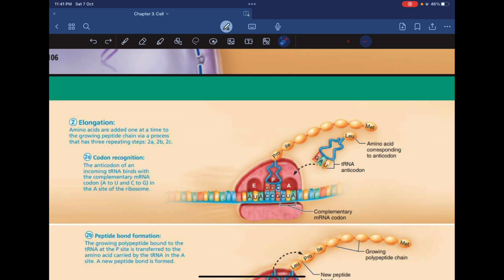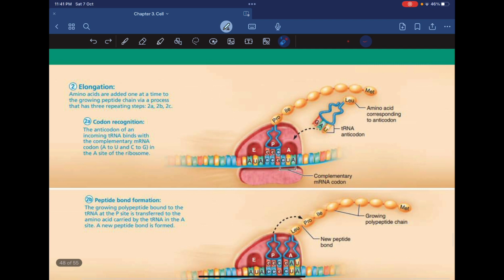Then it slides and the tRNA is released in the E site. As I just mentioned, tRNA comes to here, then the bond forms between this and this, then if it leaves, it comes to the E site and then it's released.